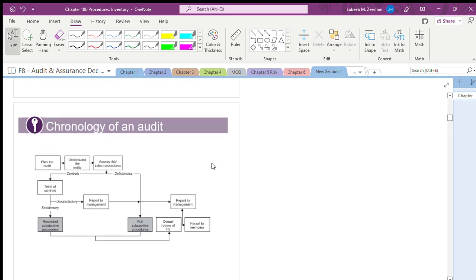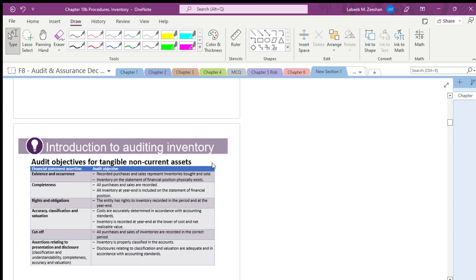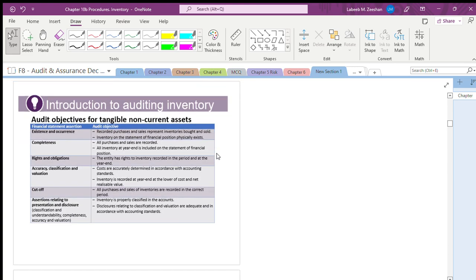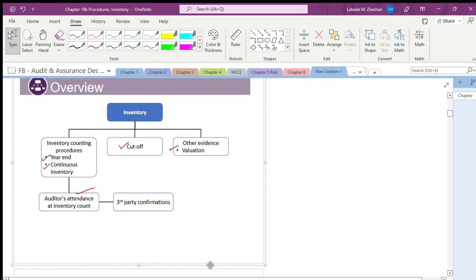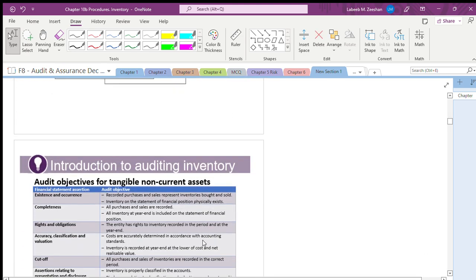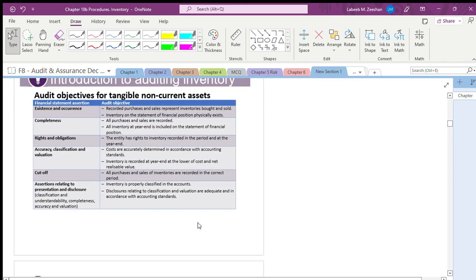I don't want to repeat this slide. Same thing. Understand entity, assess the performance, restricted procedures, and full substantive procedures. Now, the entire chapter depends on this. Understand the point? The entire chapter depends on this as such. What it says, there is that existence. I will send this on the WhatsApp.